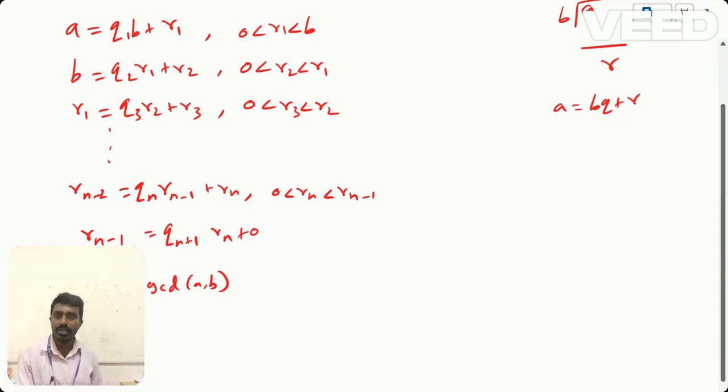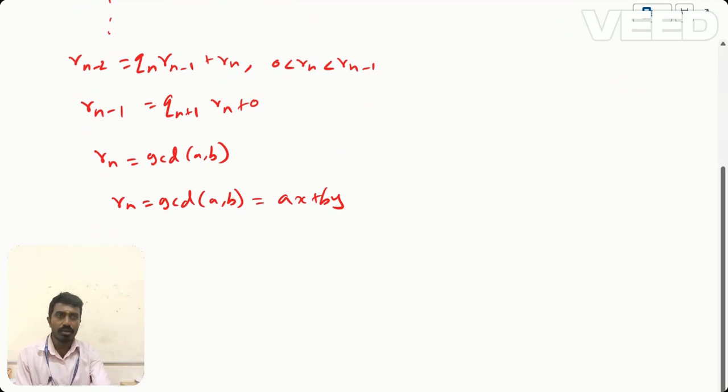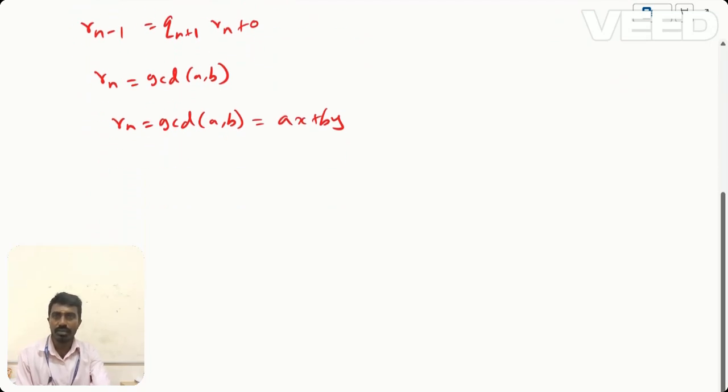One of the properties is that the GCD, Rn equal to GCD of A, B, can be written as a linear combination of the given numbers, that is Ax plus By. Now we will solve a problem based on the Euclidean algorithm.